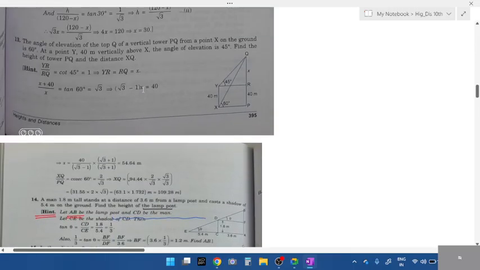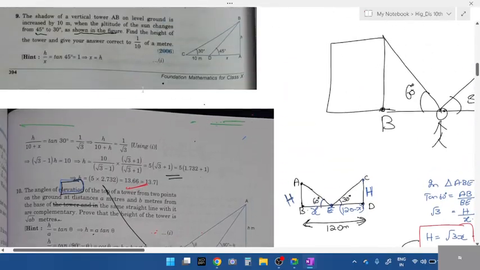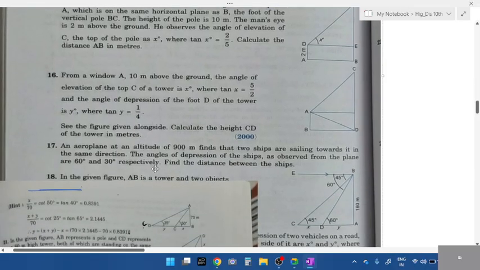Okay, next one. Look at the first one. Copy this question, all of you. Wait, let me check one question. Copy the 17th question. Write the 17th one, all of you. Is it visible? Okay, 17th. An aeroplane at an altitude of 900 meters finds two ships sailing. 17th question. Copy the 17th one.